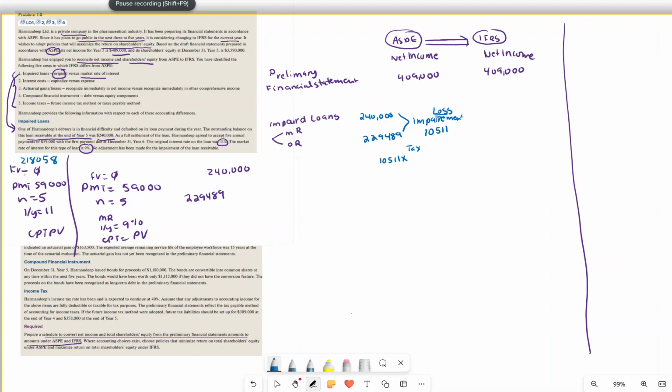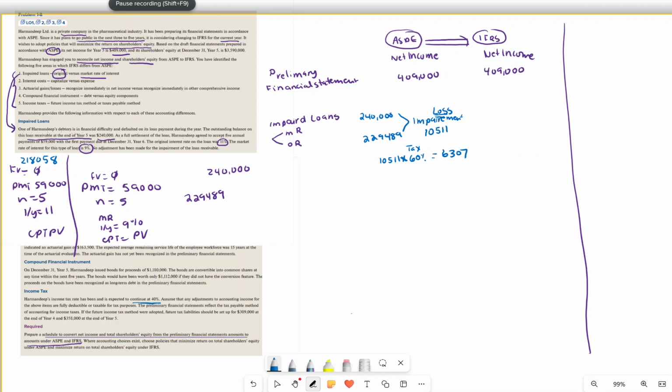What tax bracket are we? I did not see it somewhere, but let's read it a little more. Oh yes, I see it. The income tax is 40%. So 40% is your tax. My after-tax loss will be 1 minus the 40%, which is going to be 6307. So that's the loss.